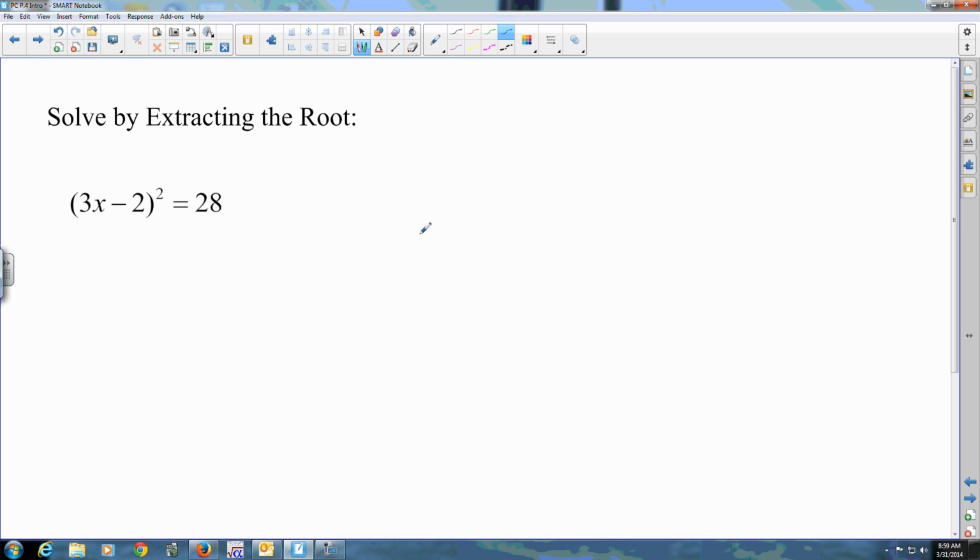Solving by extracting the root. You could expand it and get 9x squared minus 12x plus 4 is equal to 28. Pull the 28 over, say do the quadratic formula or try factoring it, but this is more work than it's worth. You want to solve for x. This created two x's, one squared, one's not. If you were to just square root both sides, that cancels the square out. Oops, I don't know why I wrote a 2.